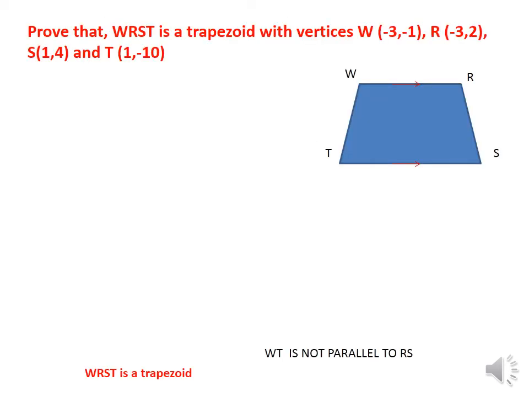WRST is a trapezium or trapezoid, given the four vertices. In a trapezium we have two parallel lines and the other two lines are not parallel. That means we have only one pair of parallel lines. So we are going to find the slope of the four lines, proving that we have two parallel lines and the other two lines are not parallel.